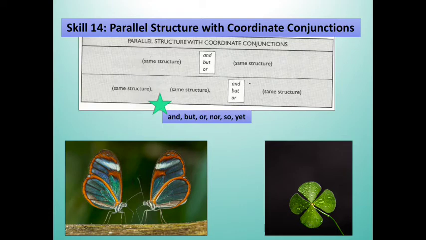Remember, the coordinate conjunctions are and, but, or, nor, so, and yet. When you use these conjunctions, you need to have the same structure. If you're combining two things, or if you're combining a list.